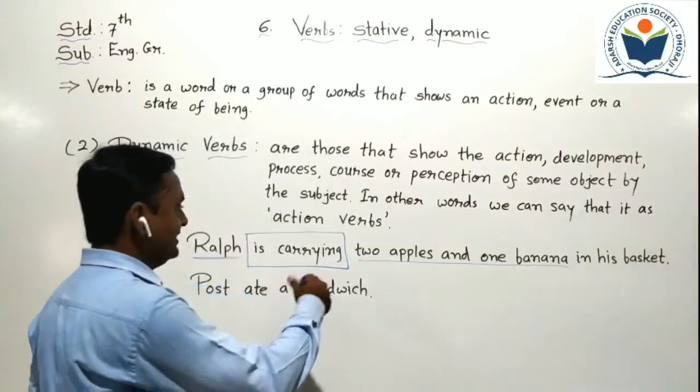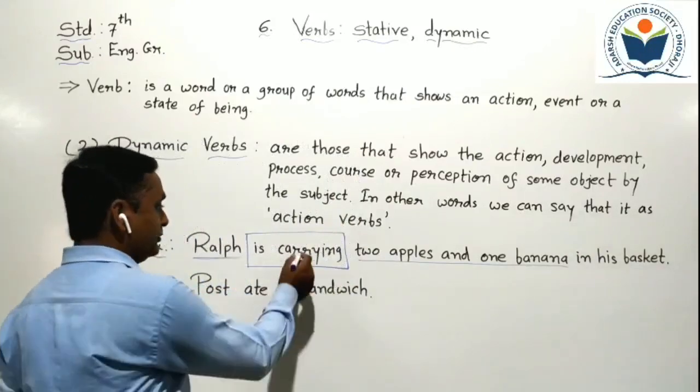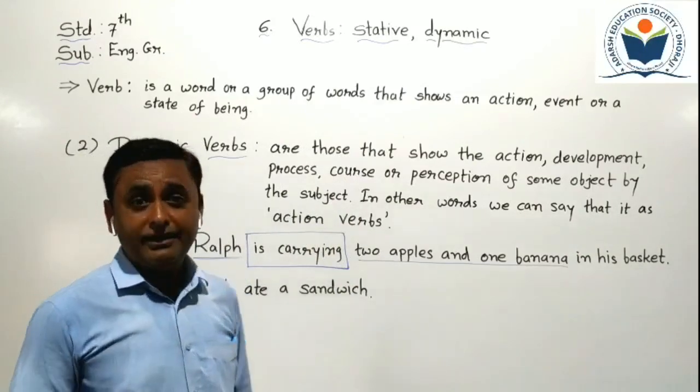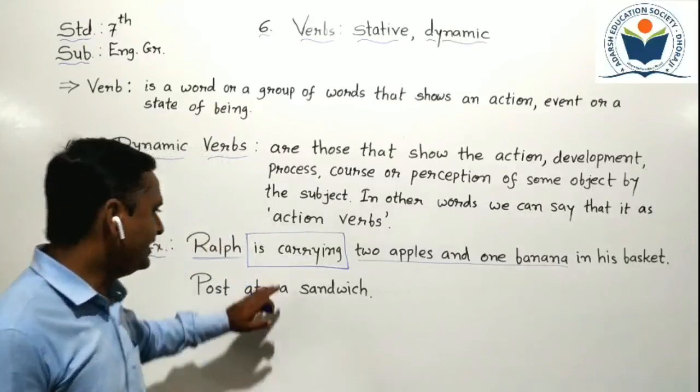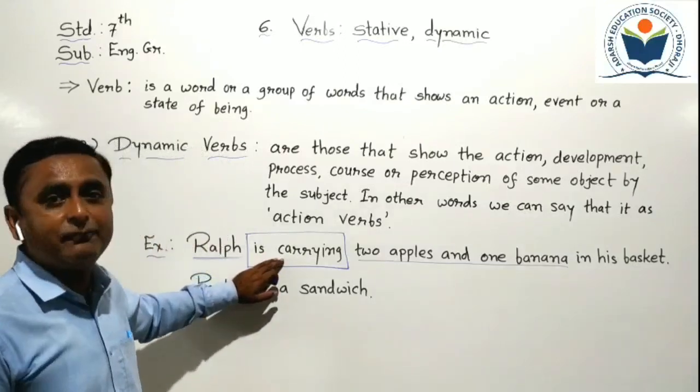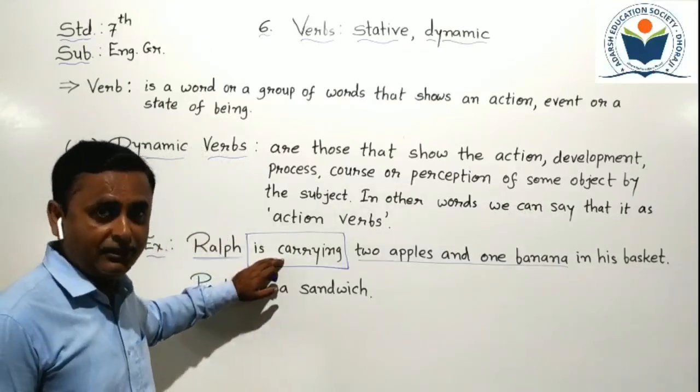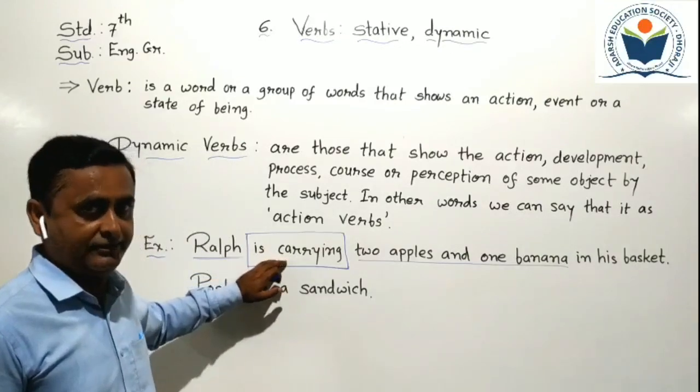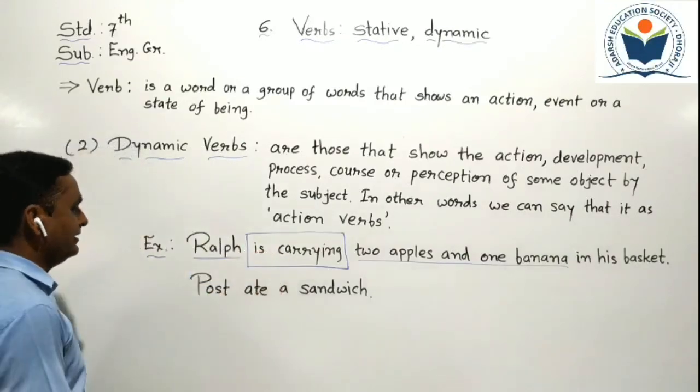Ralph is carrying 2 apples and a banana. So here "is carrying" is the action. So we can say that it's a dynamic verb or action verb. It shows the action. Now the second example.